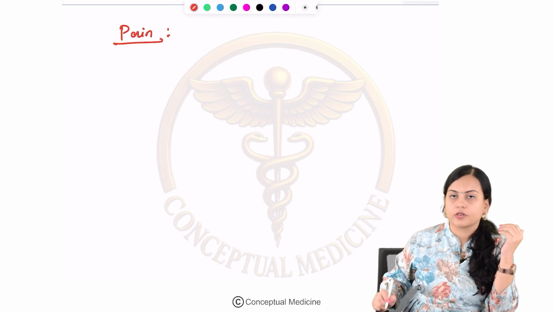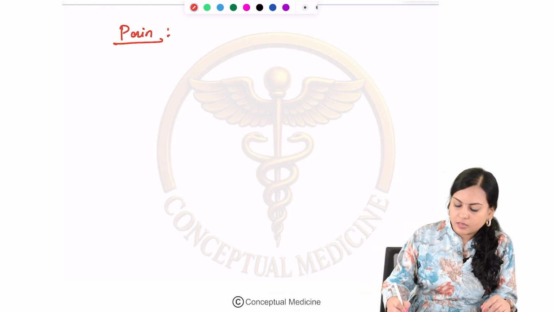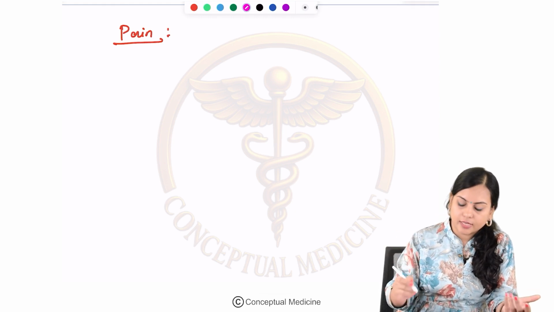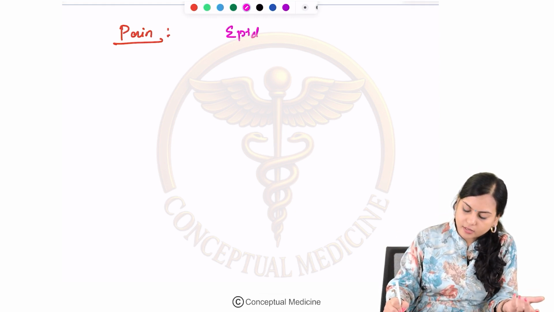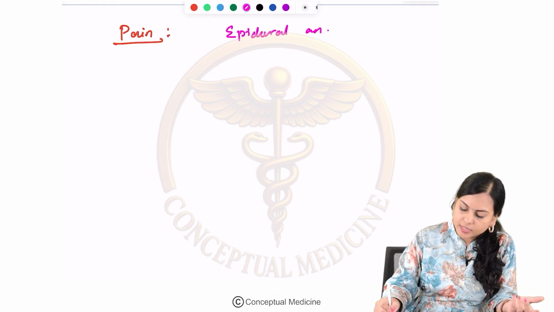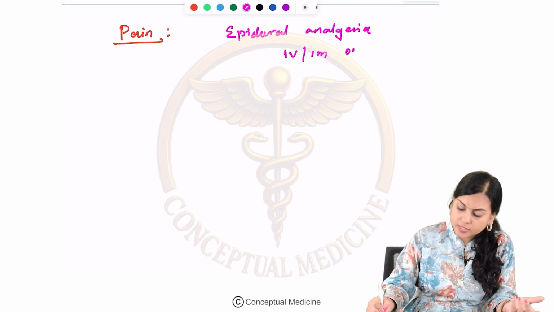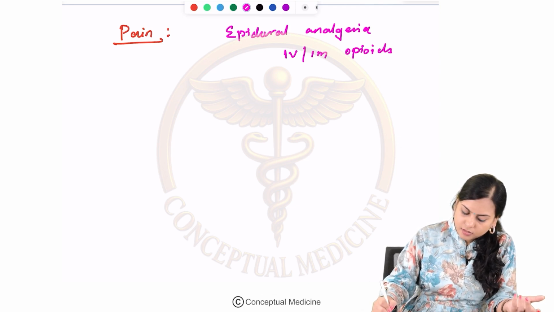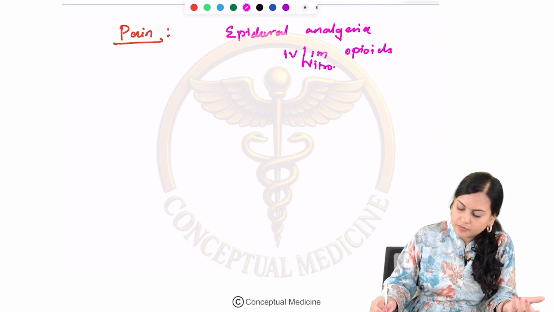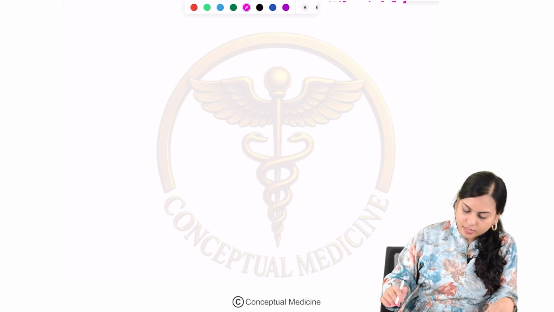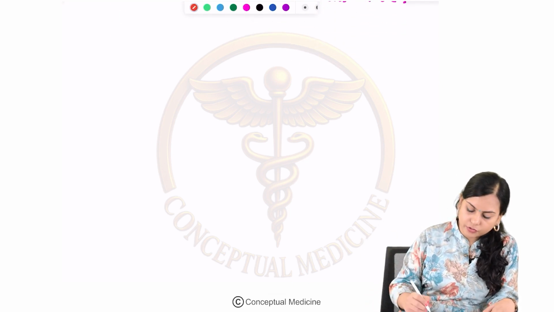Next one is pain management during first stage. See, pain management depends upon the need of the mother, okay. You can offer her various options like epidural analgesia, IV or IM opioids, then sometimes even nitrous oxide, okay. Yes. And next one is we have to check about the oral intake.